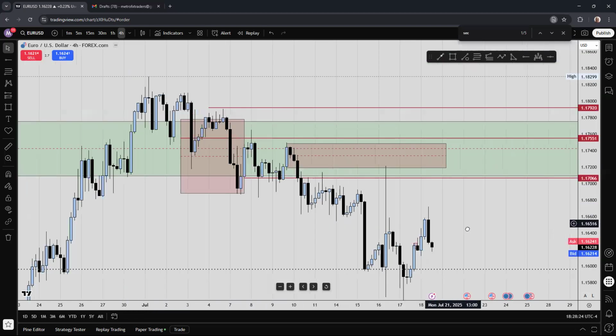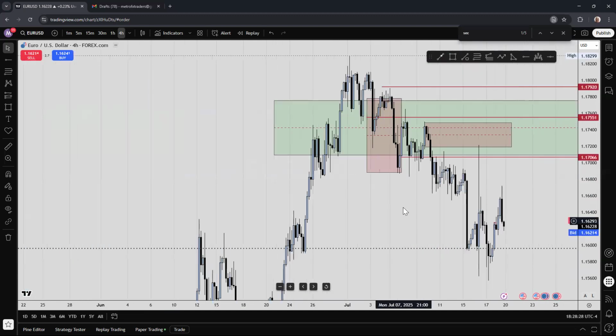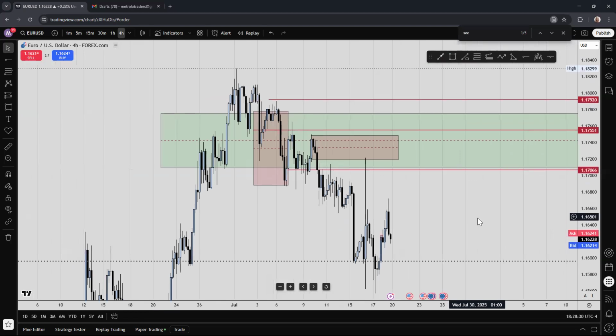That's the way I look at the market. Hopefully, you guys got value out of that. And yeah, so that is how you find order blocks, and that's how you trade off an order block once it starts coming back to the order block.